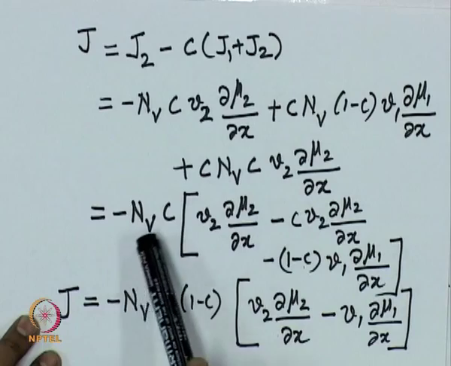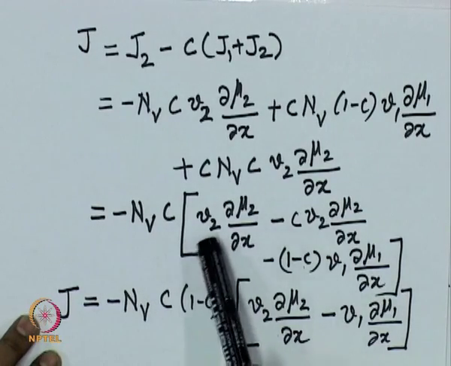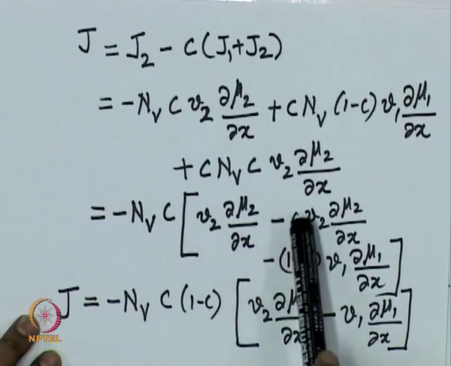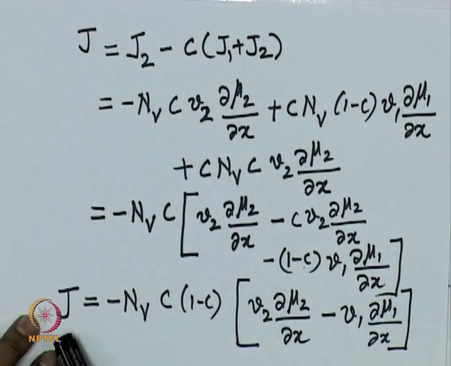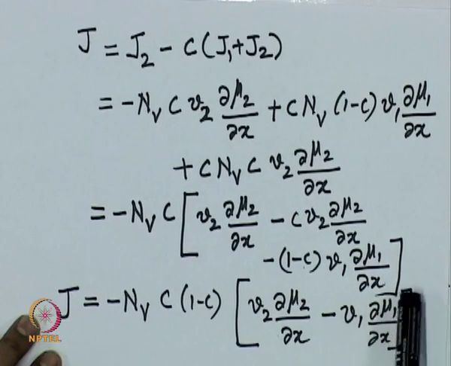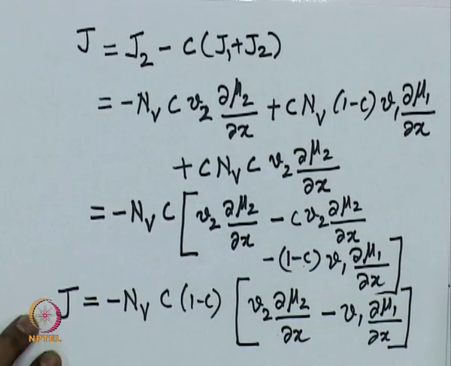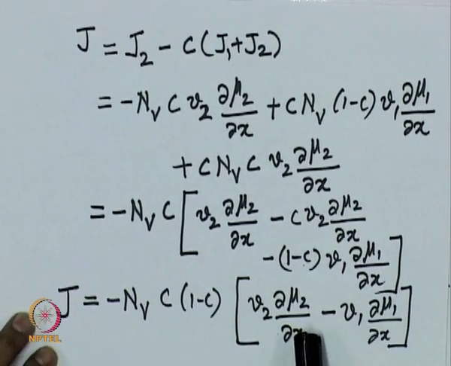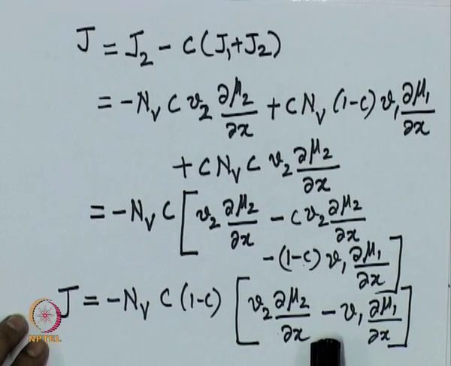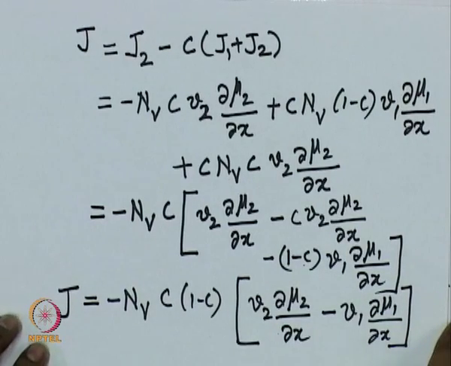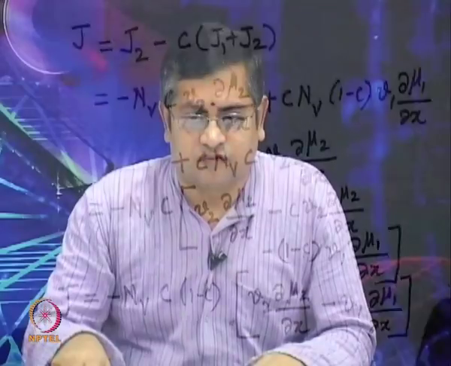I pulled NVC out first, and then I realized that the first term inside has 1 minus C common. If you pull out 1 minus C, then it becomes J equal to minus NVC(1 minus C) times (V2 dou mu 2 by dou x minus V1 dou mu 1 by dou x). Okay. I am going to do a little bit more manipulation on this. You will understand why and how I do the manipulation in the next part of this lecture.